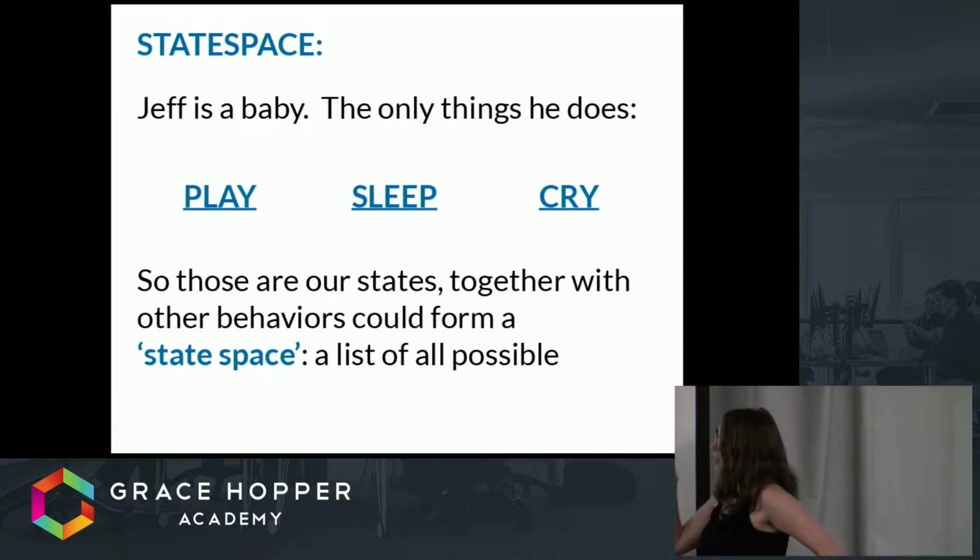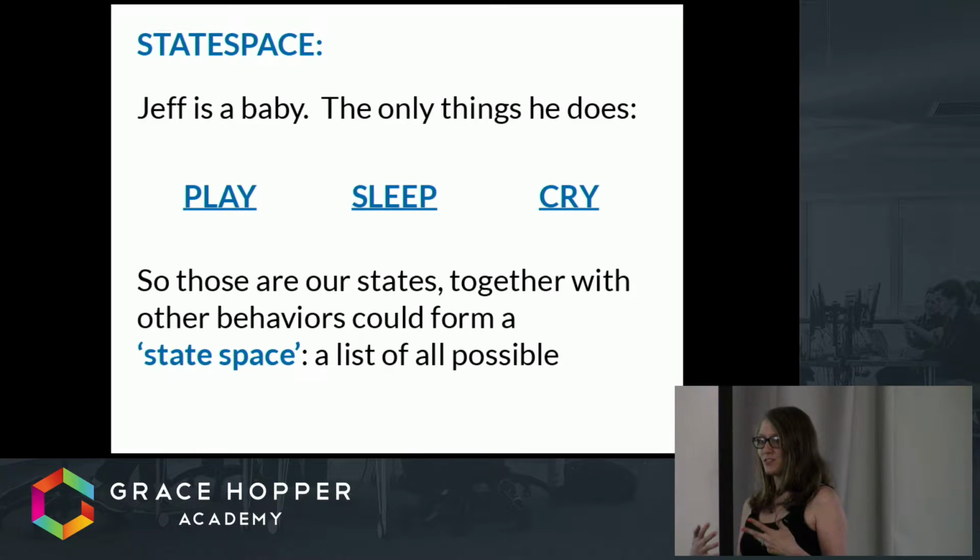Say we have Jeff as a baby, and we have every moment of his life that we've had as our data, and the only things he's done so far are eat, sleep, and, I gave him the benefit of the doubt, play, sleep, and cry. In this example, those would be our states. Together with all other behaviors that he might have done, they form our state space.